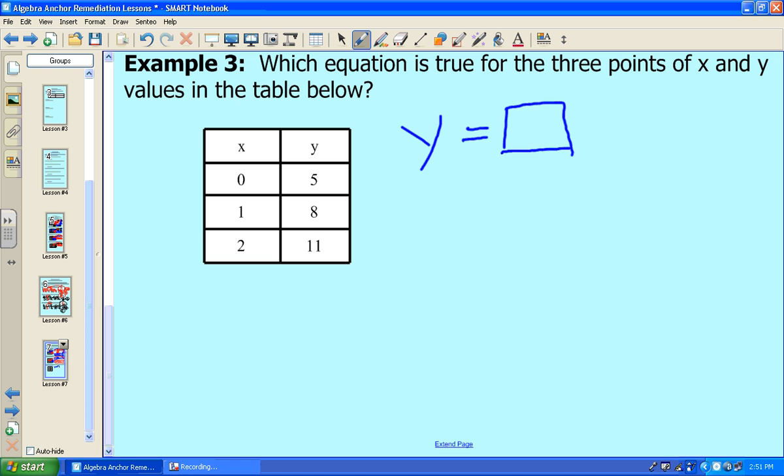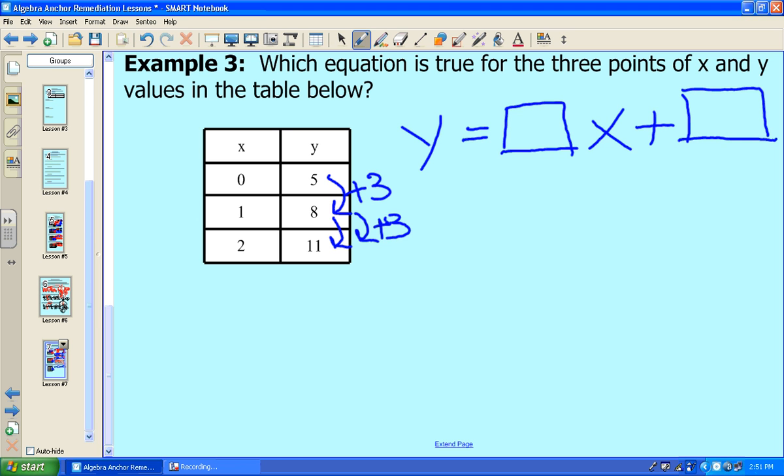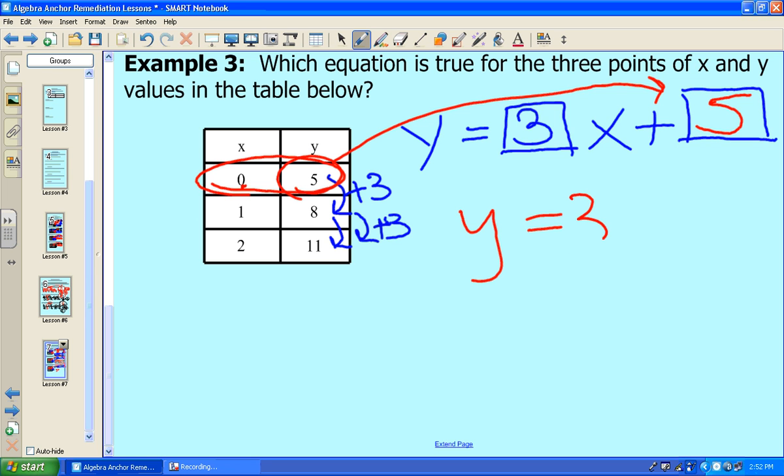Y equals some number times x plus some number. The number in front of x is the rate of increase. Okay, those numbers are increasing at a rate of 3. Okay, so 3 is the number that you place in front of x. The other number that you need is the starting point, or what is the y value when x is 0. The value of y is 5 there. So 5 is the value that you place in the box. There's no negative this time, but that's okay. You can be positive or negative. So your final equation is y equals 3x plus 5.